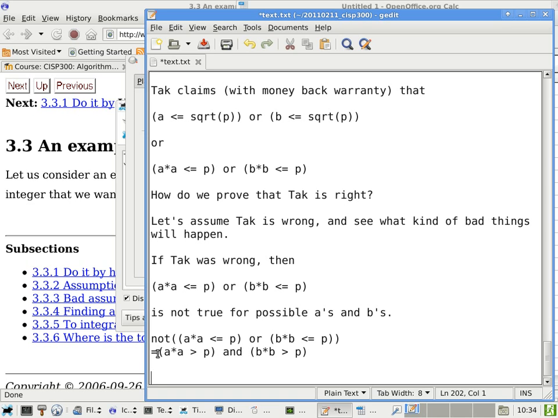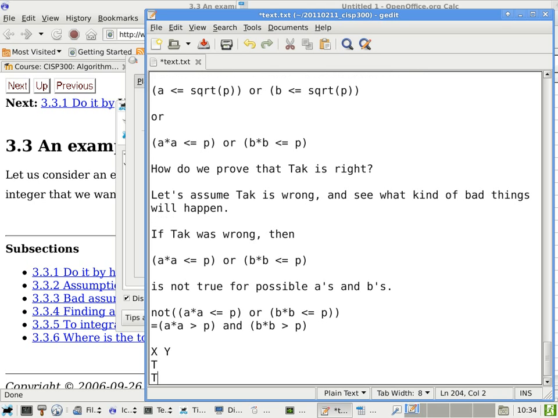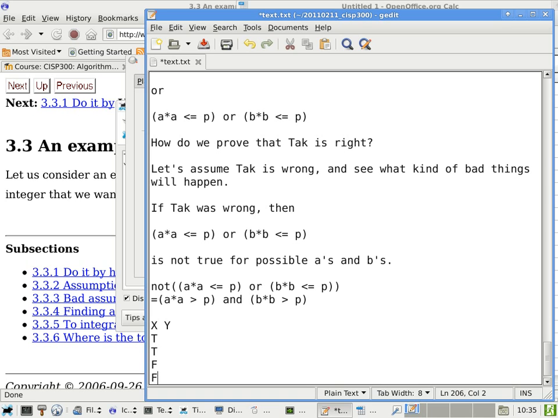Okay, we have x, y as two Boolean variables. In other words, x as a Boolean, as a true-false value, can be true, it can be false. But y, also being Boolean, can also be true and false. So when x is true, y can be true. When x is true, y can be false. When x is false, y can be true. And when x is false, y can be false as well.